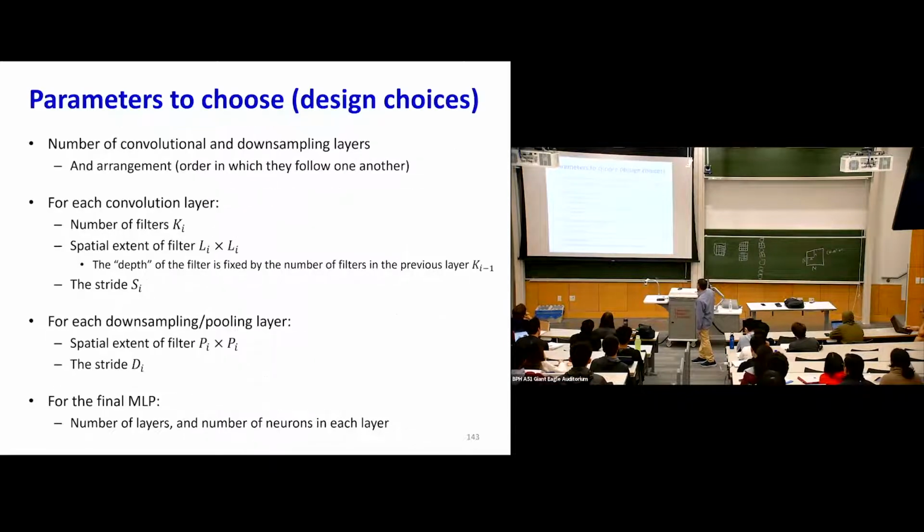So the parameters to choose at each point are how many filters, what's the size of the filter, and what is the stride. All of these are interlinked and must also reflect your decision on whether you're happy with losing information or not. Okay.